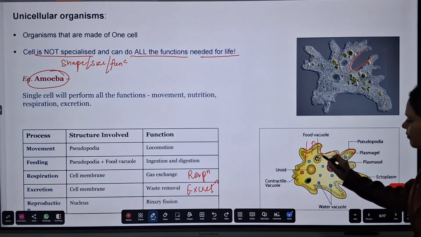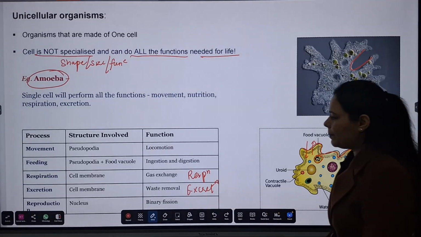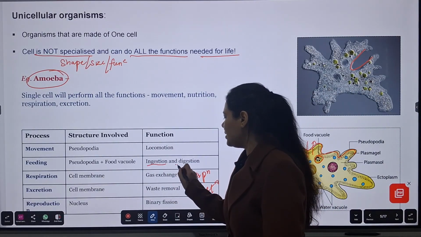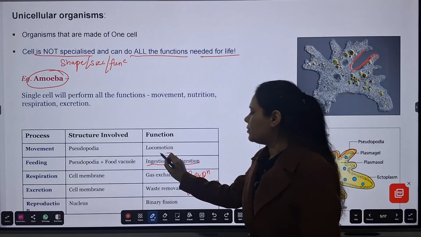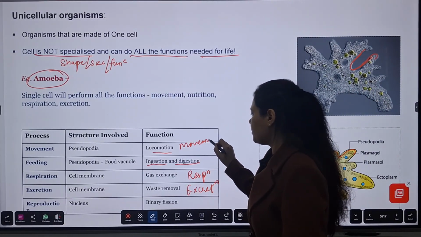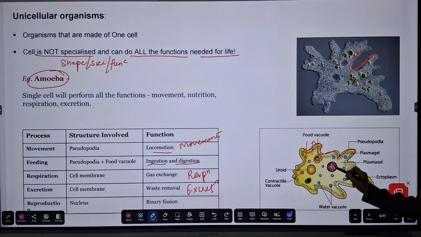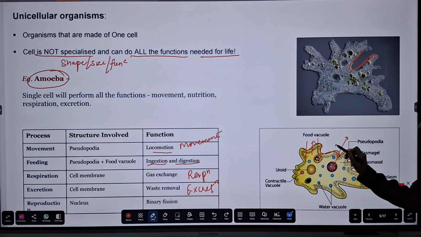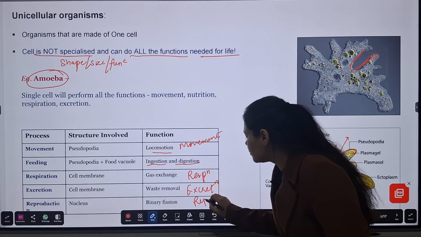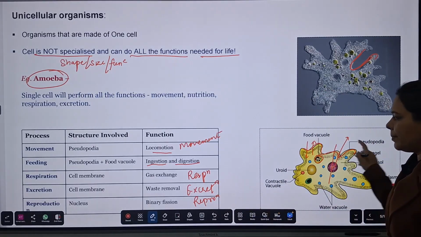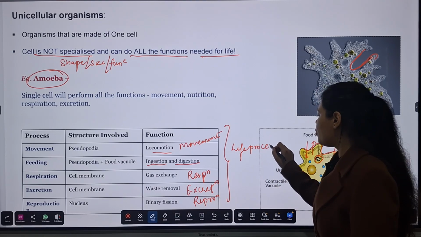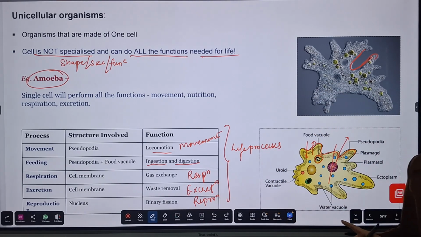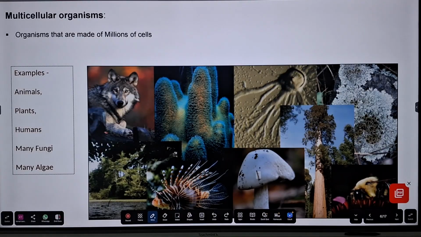This cell membrane, along with the food vacuole that is present, is capable of performing the function of ingestion and digestion. Pseudopodia also helps in locomotion, movement. And the nucleus that is present in amoeba is capable of undergoing binary fission. It can perform the function of reproduction. So a single cell is capable of doing all the life processes that is necessary to support the life of this organism. Now let's see the case of multicellular organisms.